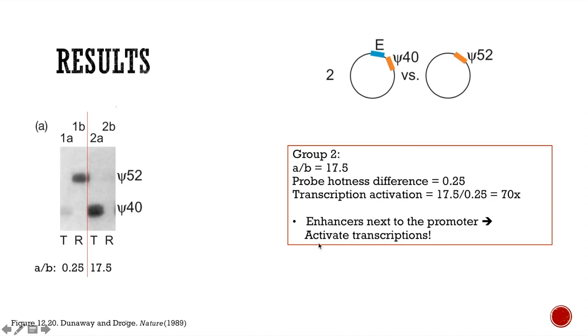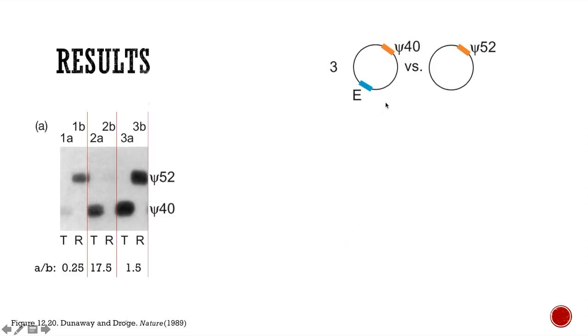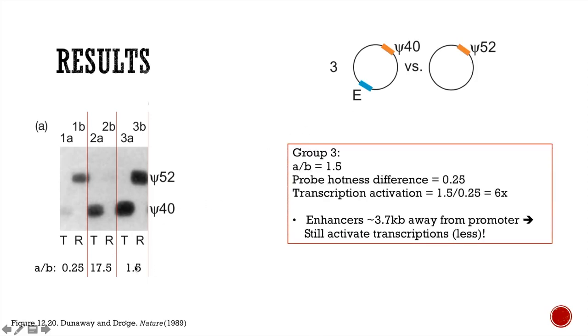transcription. In the third group, to see if the enhancer could be moved, they co-injected a Cy40 with an enhancer about 3.7 kilobase pairs away from the promoter, together with the Cy52. It was said that this was a 1.5-fold greater transcriptional activity than the promoter alone. Taking into account the probe hotness difference, 1.5 divided by 0.25 is 6. The existence of enhancers a bit far away from the promoter still introduced a certain amount of enhancement on the transcription, even though it was not as good as the previous one with the 70-fold.